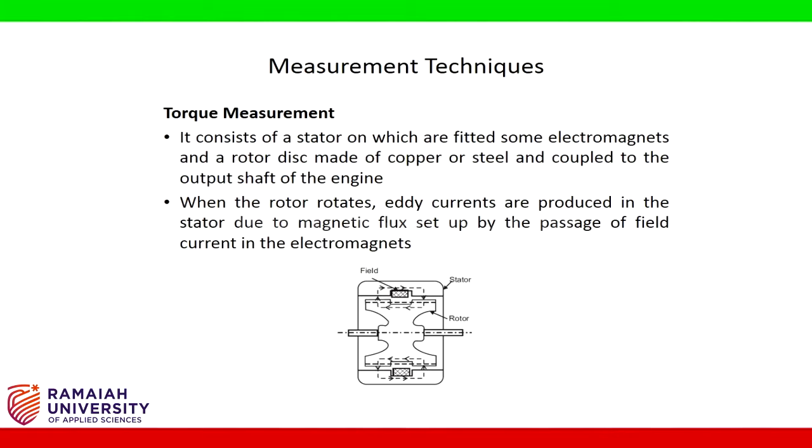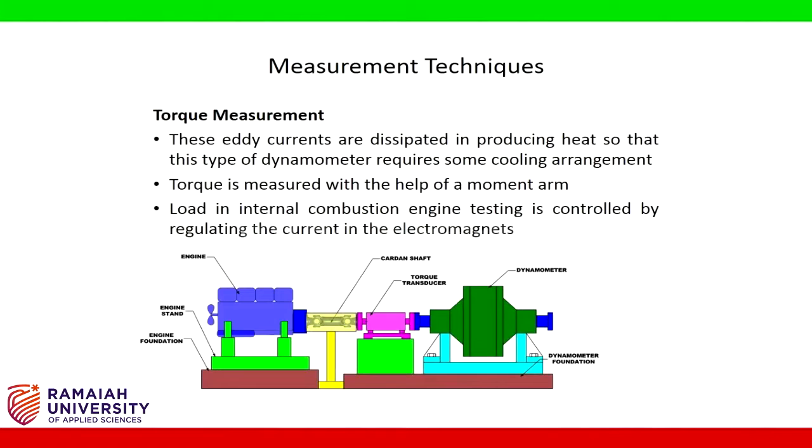When the rotor rotates, eddy currents are produced in the stator due to the magnetic flux set up by the passage of field current in the electromagnets. These eddy currents are dissipated in producing heat so that this type of dynamometer requires some cooling arrangement. Torque is measured with the help of a moment arm. Load in internal combustion engine testing is controlled by regulating the current in the electromagnets. With this brief introduction on Morse test, multi-cylinder petrol engine, we will start the experiment.